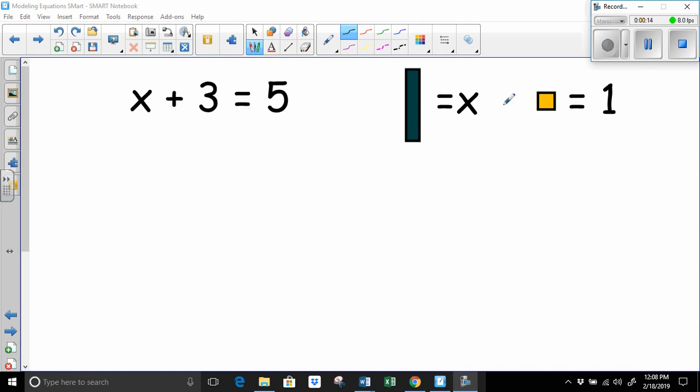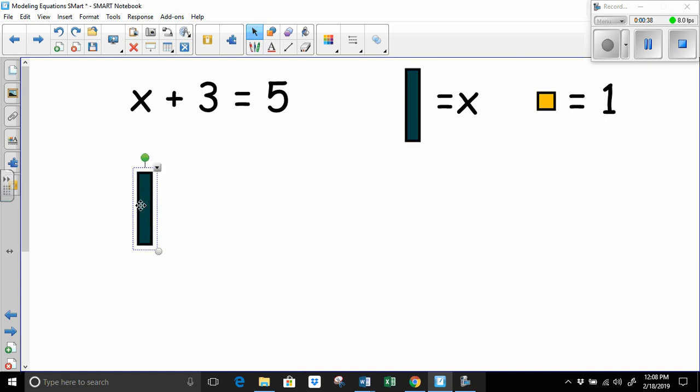Whenever we're modeling, we're going to have different pictures that represent our variable and different pictures that represent our unit values. So in this case, x is equal to a long bar and 1 is equal to a small square. So now we're going to set up the equation with that information. The first part says x, so I'm going to need 1 bar plus 3 units. So that's going to be 3 of these squares here. So 1, 2, and 3.